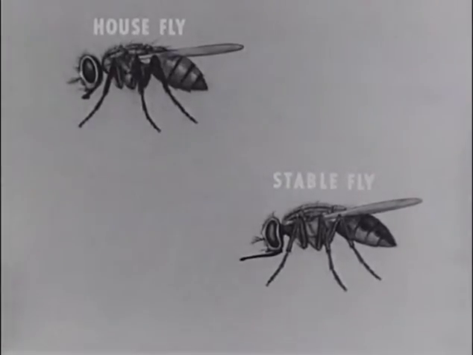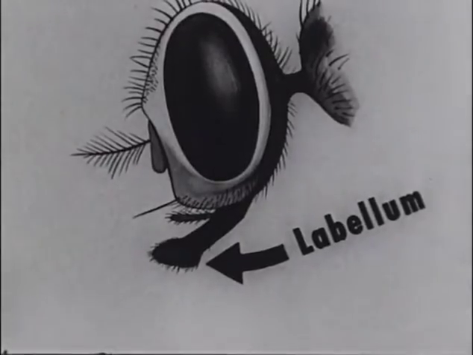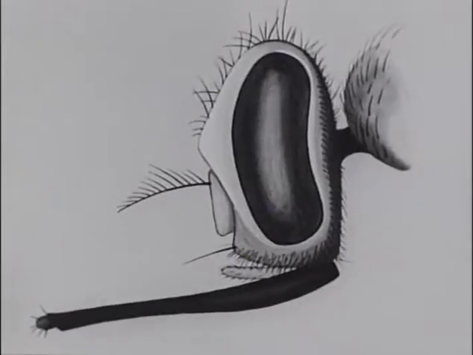Similar in appearance to the housefly is the stable fly. The chief difference is in the mouth parts. The housefly's mouth parts extend downward and end in a spongy pad called the labellum. Unlike the housefly, the stable fly is a blood feeder, and its mouth parts project straight forward like a bayonet.